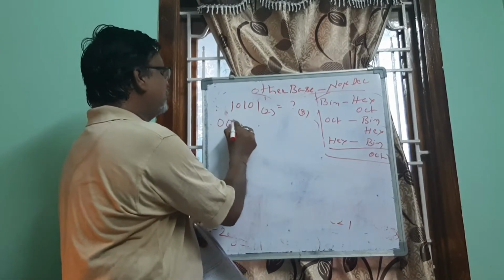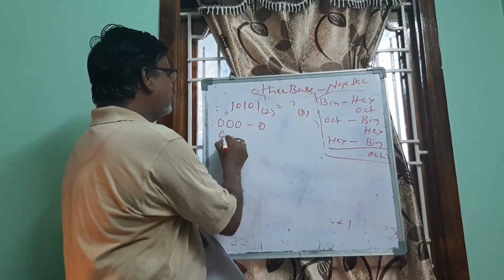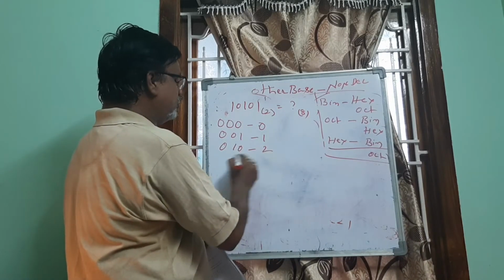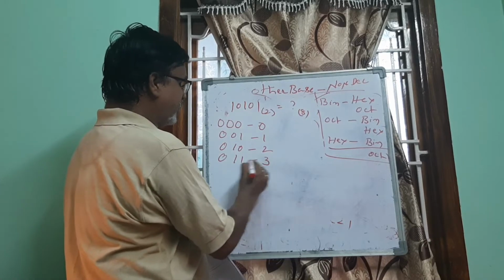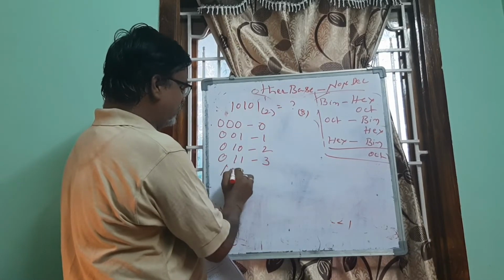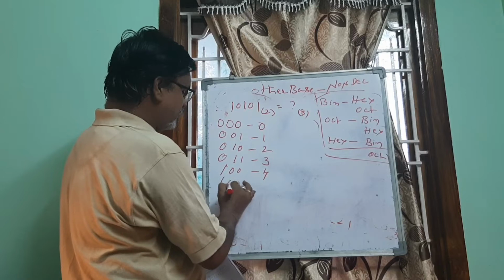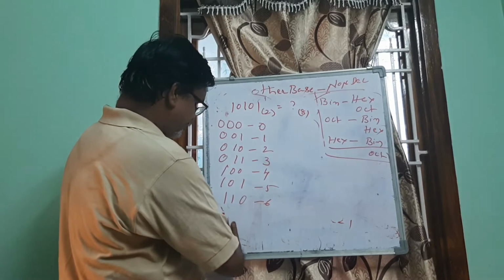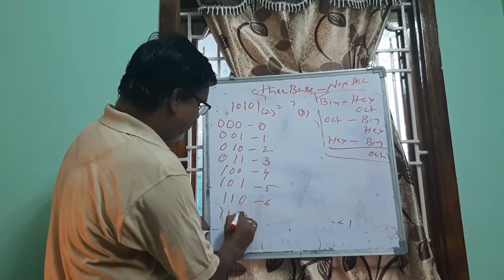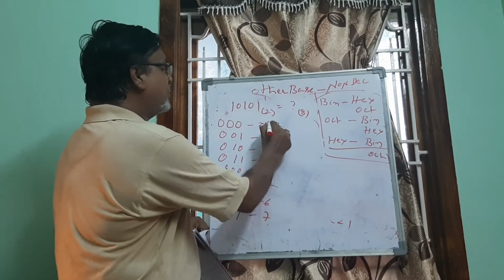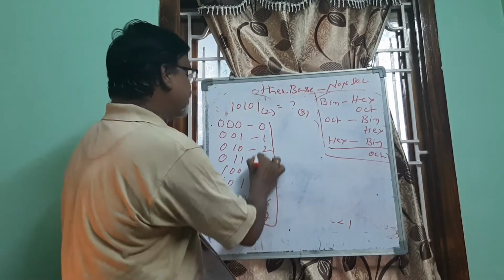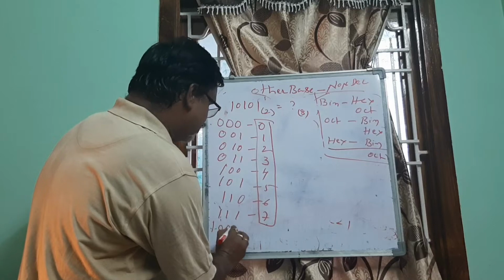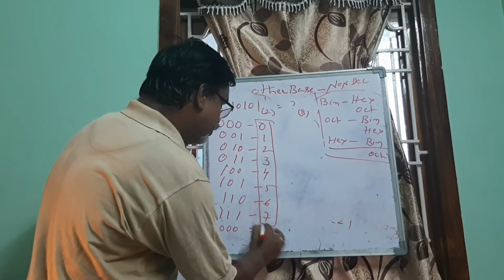So 000 is 0, 001 is 1, 010 is 2, 011 is 3, 100 is 4, 101 is 5, 110 is 6, 111 is 7. So in octal you would have only these combinations. If you want to write the next, you have to go for 1000. It is nothing but 10.